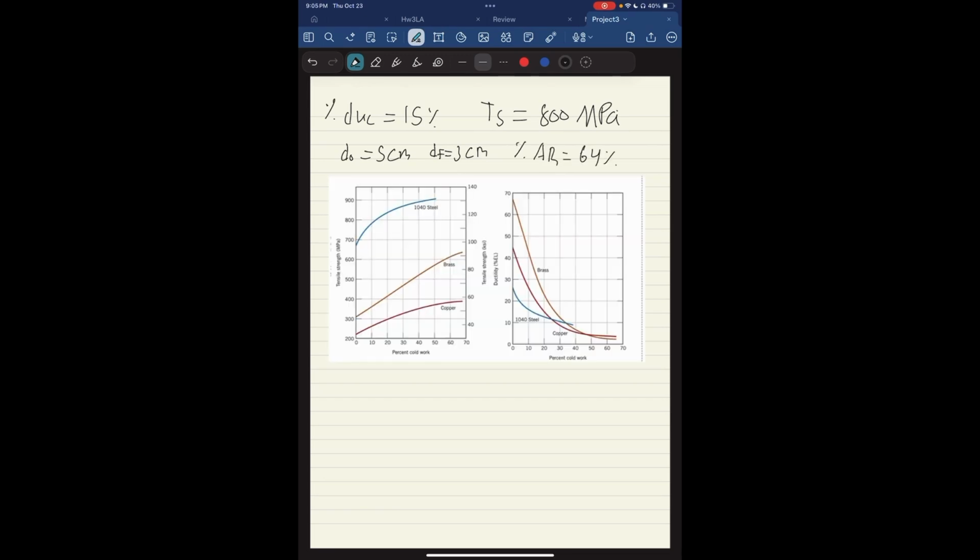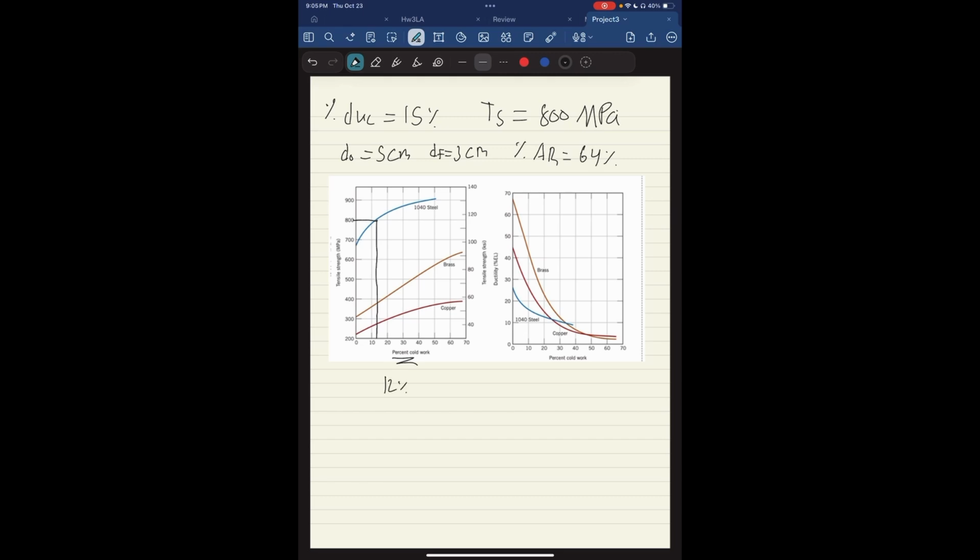Now we can look at this set of graphs to try to figure out the percent cold work that we actually want. If we take a look at this graph, we want a tensile strength of at least 800 megapascals, which is right here. If we draw a line down, we're looking at a little bit over 10% cold work, about 12% cold work.